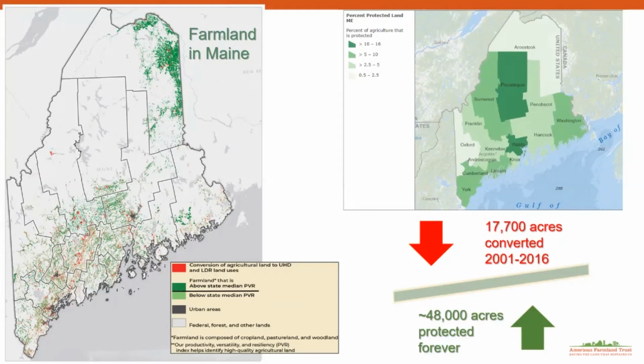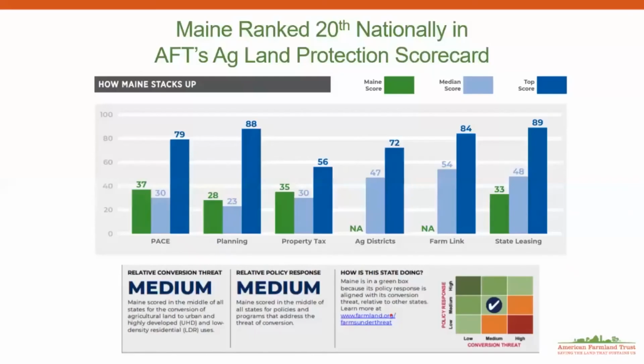And so the thing on the bottom is just to say, this is how many acres were converted from 2001 to 2016, which is the period of farms under threat. And then these are the number of acres that have been protected forever over the life of all of the farmland protection programs in Maine. So that's part of farms under threat. Next slide, Meg.